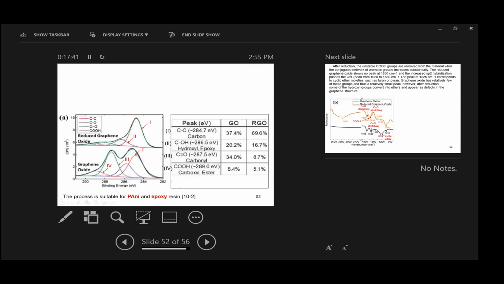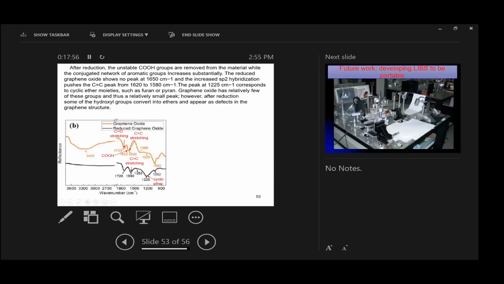Of course, this is reduced. This is the spectra of the reduced graphene oxide, and this is graphene oxide. And this is the difference in group participation. This is because some carboxyl groups are removed, and of course there is an ability for the reduced graphene oxide to increase absorption more than graphene oxide. This is what we expect to get in the future.